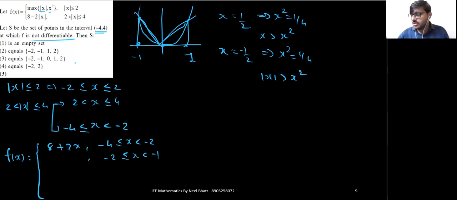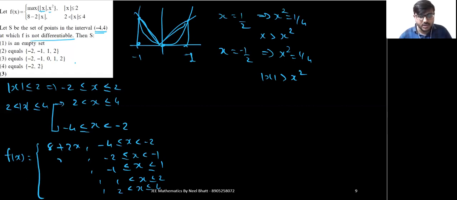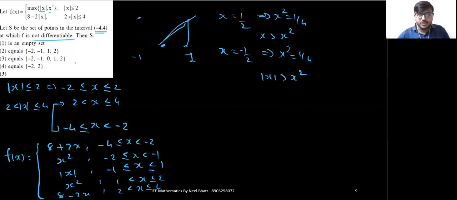Okay, so by using this property, what we can say is that the intervals are -2 to -1, then -1 to 1, then 1 to 2, and the last one is 2 < x ≤ 4. Now for -2 to -1, which one has greater value? x square has greater value. So here it will be x square, then for -1 to 1 modulus of x, then for 1 to 2 again x square, and here it will be 8 - 2x. So this is how we can have 5 different functions.